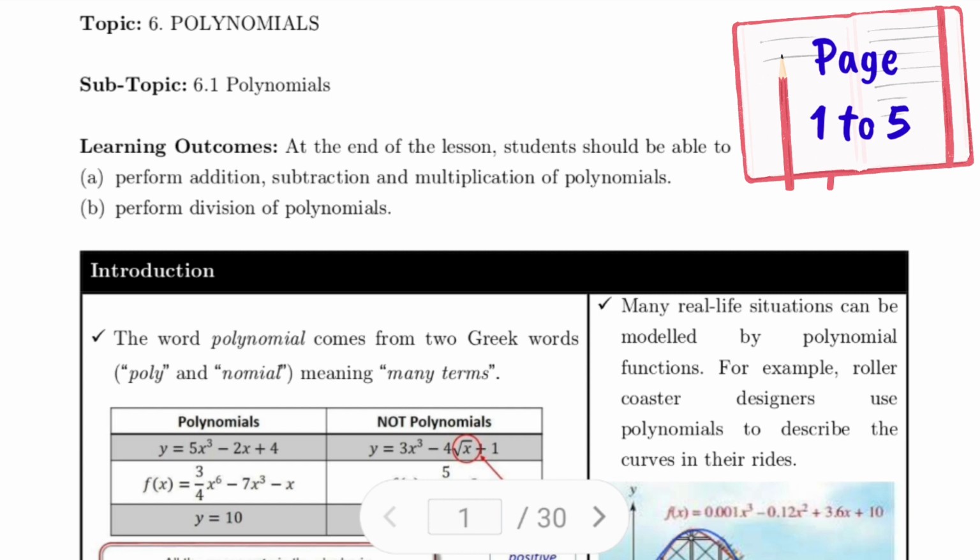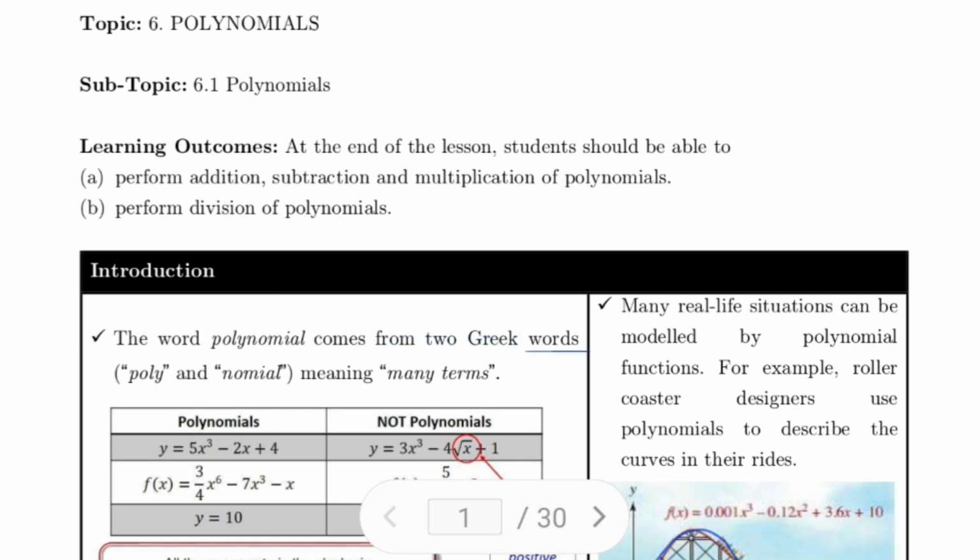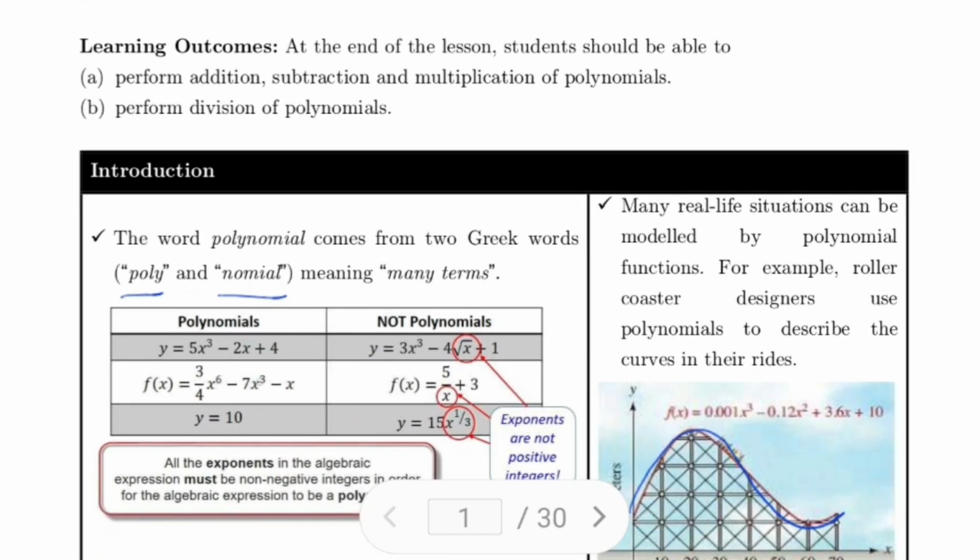The subtopic 6.1, polynomials. At the end of the lesson, students should be able to perform addition, subtraction, multiplication, and division of polynomials. So for introduction, the word polynomial comes from two Greek words, poly and nomial, meaning many terms. So we have three examples of polynomials. We can see that we have many terms.